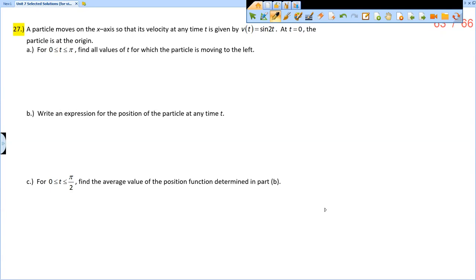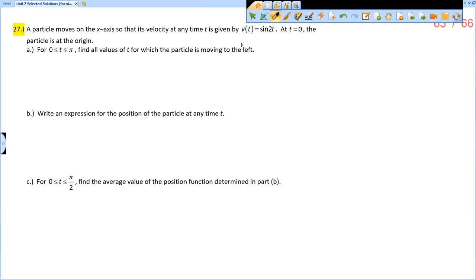This is the solution video for Unit 7 review, problem number 27. A particle moves along the x-axis so that its velocity at any time t is given by v of t equals sine of 2t. At t equals 0, the particle is at the origin, right? So that means its position is 0 at t equals 0. For t between 0 and pi, find all values of t for which the particle is moving to the left.